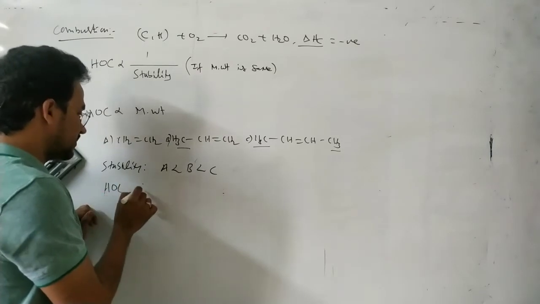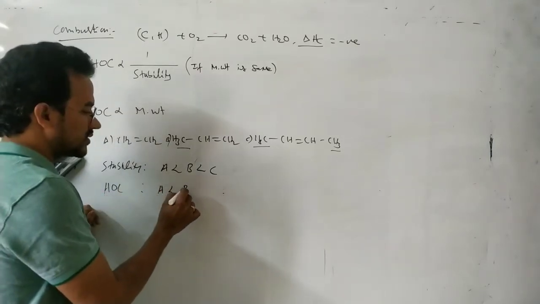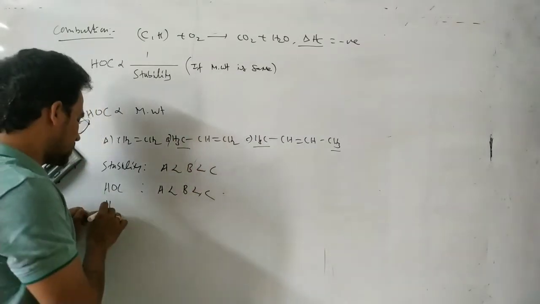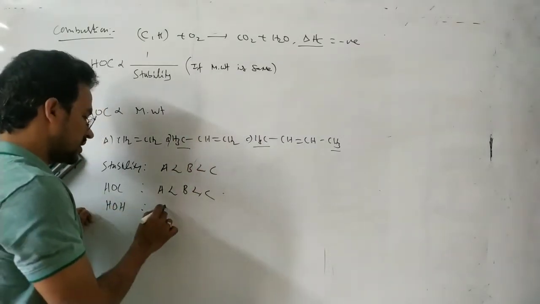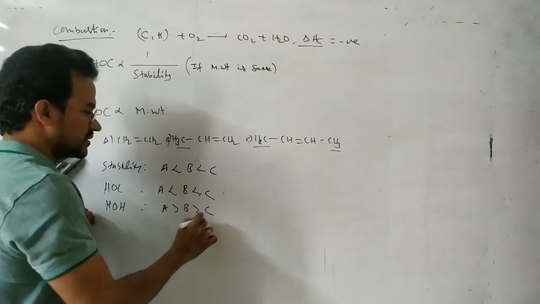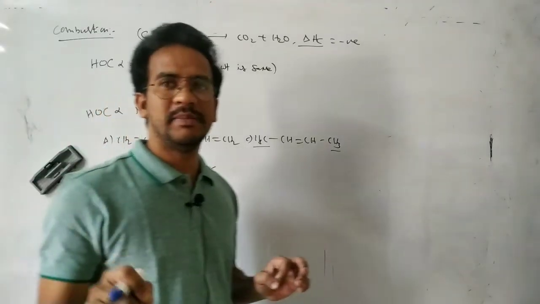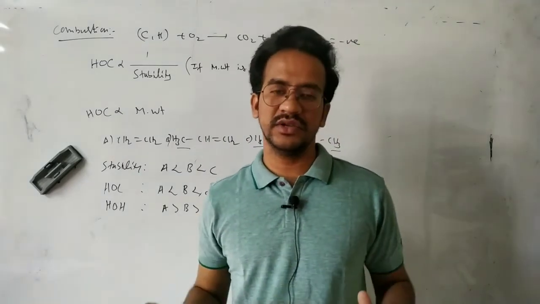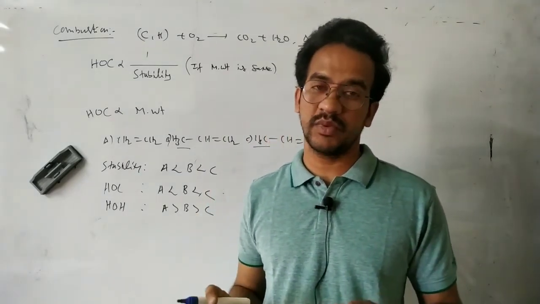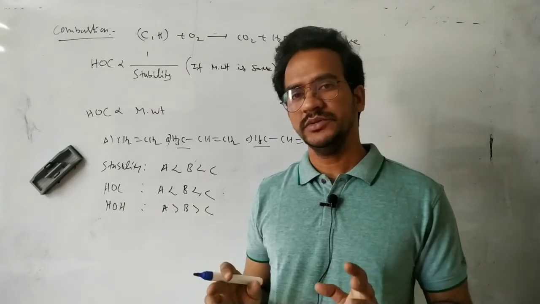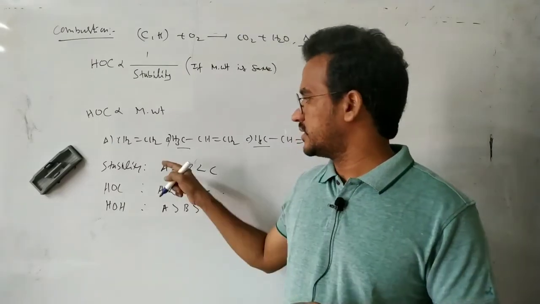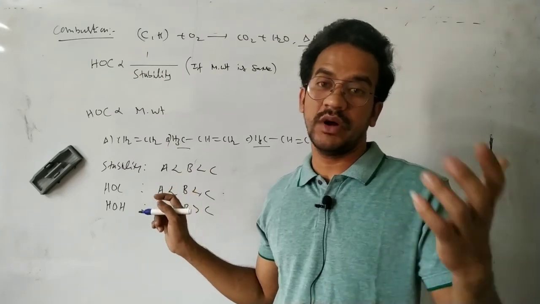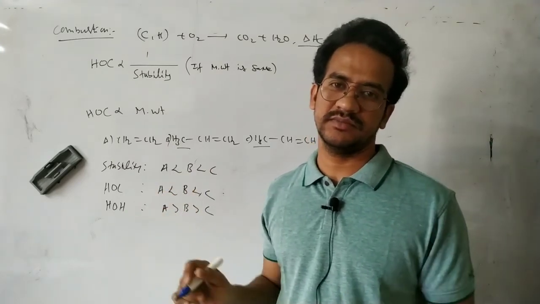Now heat of combustion is directly proportional to molecular weight. So higher the molecular weight, higher the heat of combustion. Now for heat of hydrogenation, A less than B less than C in stability. Heat of hydrogenation is independent of the molecular weight; it is just inversely proportional to the stability. But heat of combustion is different. With increasing molecular weight, heat of combustion increases.